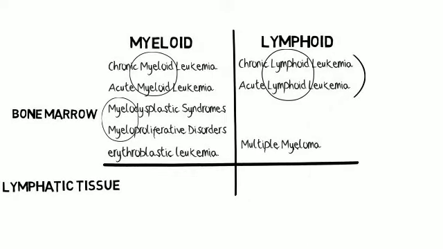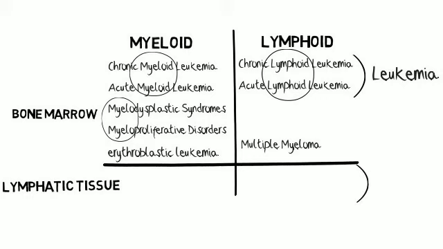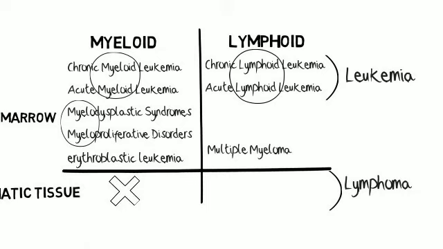Lymphatic tissue includes lymph nodes and is explained in another one of my videos. Cancers arising from the bone marrow are generally called leukemias, while cancers arising in lymphatic tissue are called lymphomas. However, myeloid cancers generally do not arise in lymphatic tissues. This means all cancers arising from lymphatic tissue, and thus all lymphomas, develop from lymphoid cells. In contrast, both myeloid and lymphoid cells are present in the bone marrow, so bone marrow cancers, including leukemias, can be either myeloid or lymphoid.